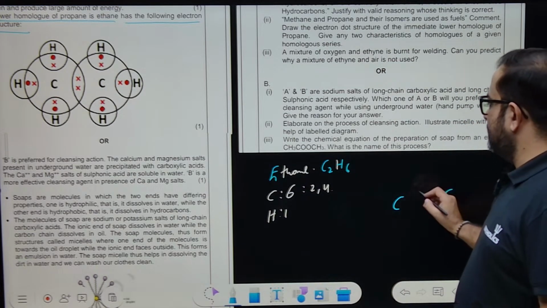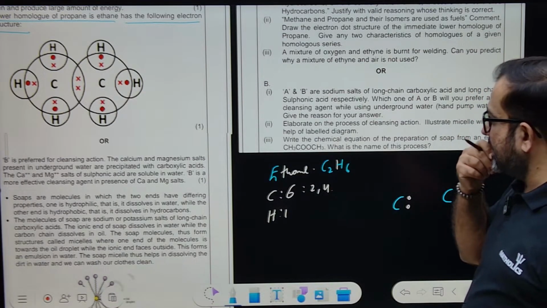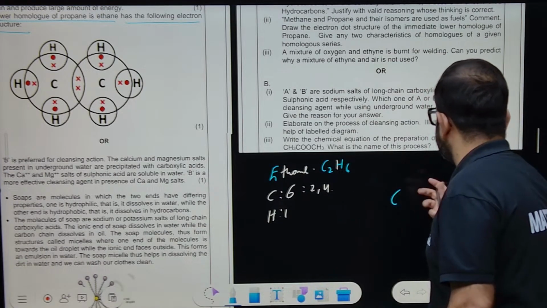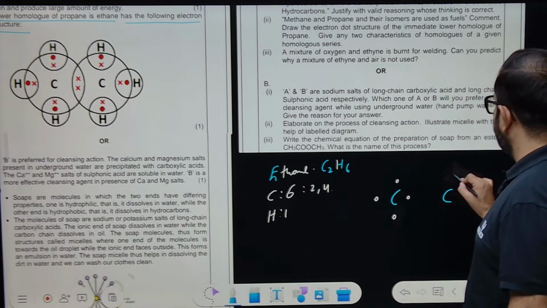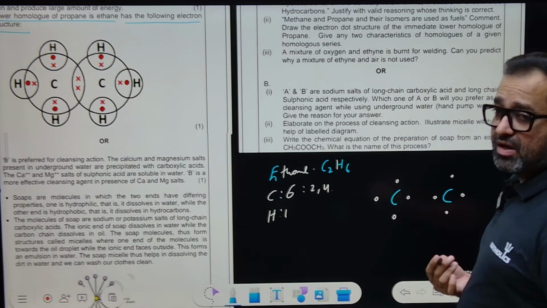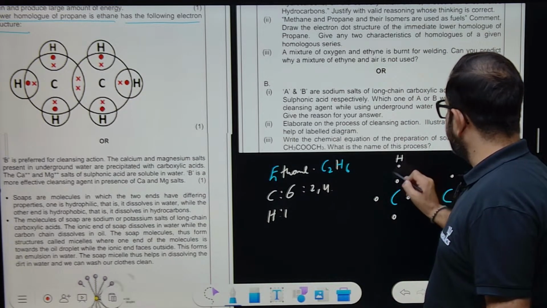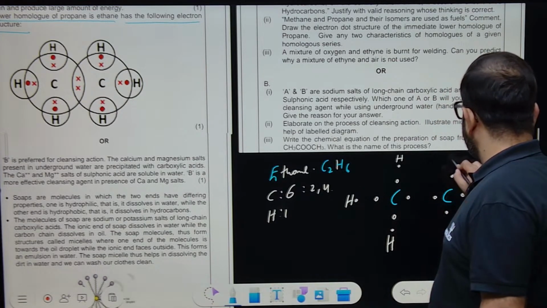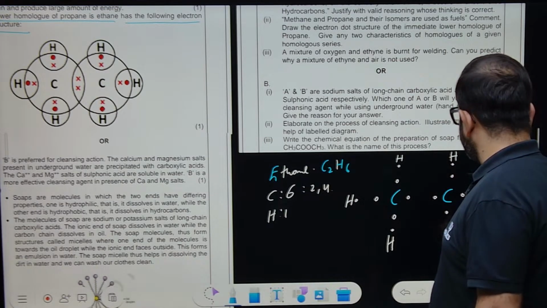So carbon will have 1, 2, okay, I'll make you understand. Wait, carbon has 4 electrons. Okay, make these 4 electrons like this. 1, 2, 3, 4. This carbon also has 4 electrons. 1, 2, 3, 4. Now hydrogen has how many electrons in the valence shell? Atomic number is 1, so it will have only 1 electron. So each hydrogen is there, having 1 electron.